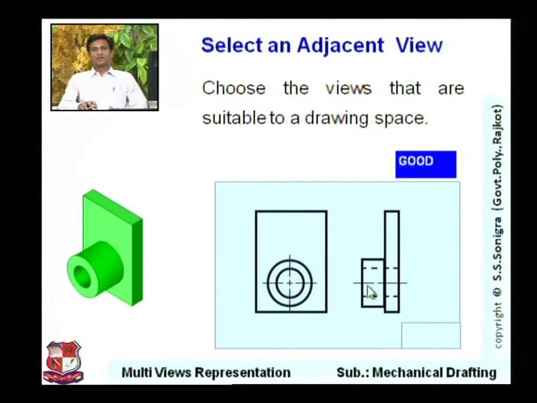This is also the same object. Two views are selected, side view and front view. Top view is not selected in this case, but even with this side view and front view, we would be able to identify all its features. Hence, it is advisable to draw these two views instead of top view and front view. So I hope with this example, it would be clear to you how to select an appropriate view. So this is a good practice to draw two views.